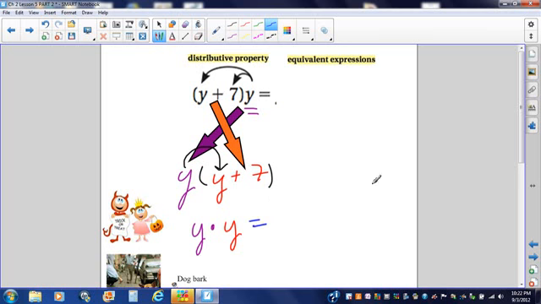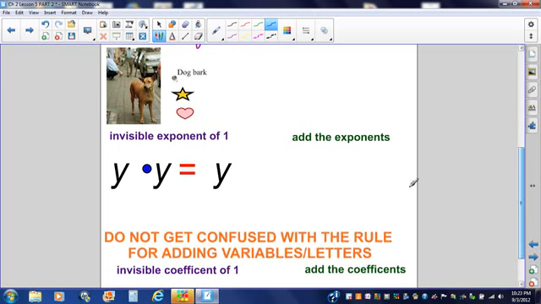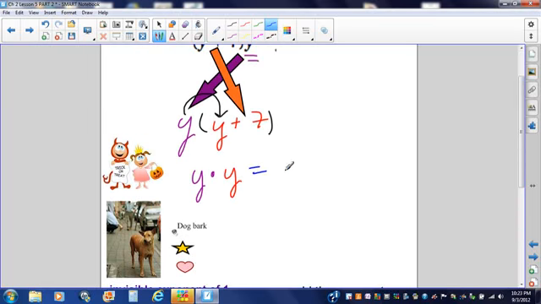Now you got to be really careful when you are multiplying variables. Remember, when you're multiplying variables, there is an invisible exponent of 1. So my visual people, you might want to put a 1 here next to both of your letters. Now, when I am multiplying exponents, I'm really adding the exponents. So 1 plus 1 gives me 2. So y times y is going to give me y squared. So up here, if you would write y squared.